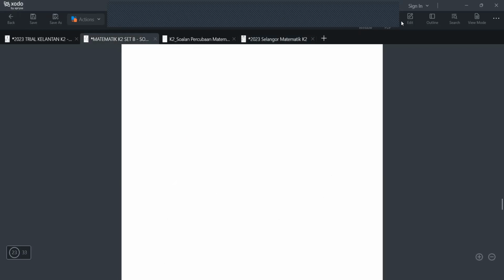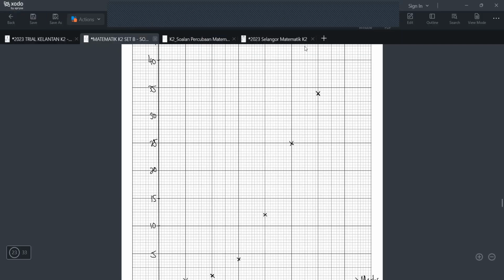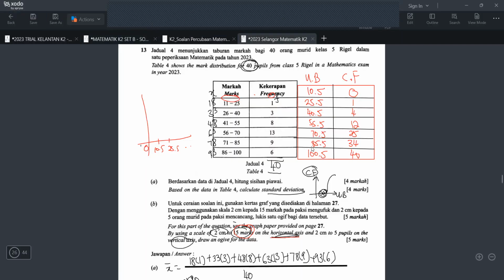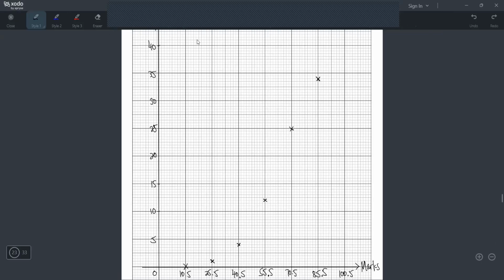85.5, 34. So let's go. 85.5 is here. 34 is just below 35. Go down 1 is 34.5. Go down lagi satu baru 34. So it means I have to go down 2 small boxes. Dua kotak kecil. So this is 34. Okay, 85.5, 34. I think it's the last point now. 100.5, 40. So yeah, this is easy. 100.5, 40 is here. So this is the last point.